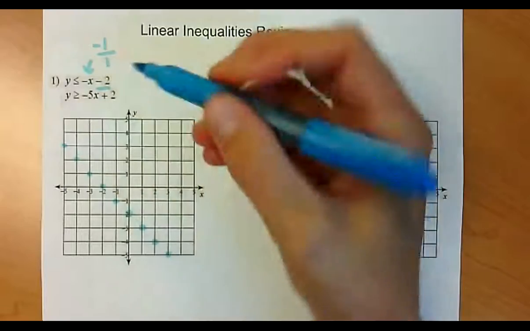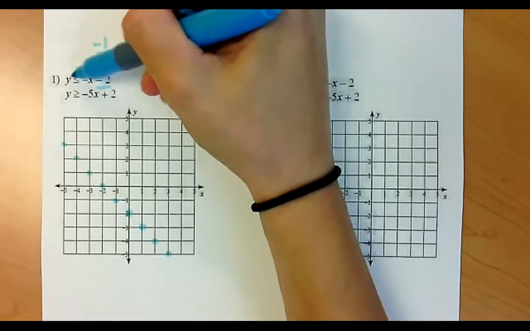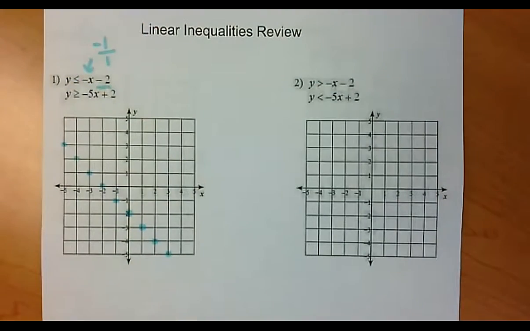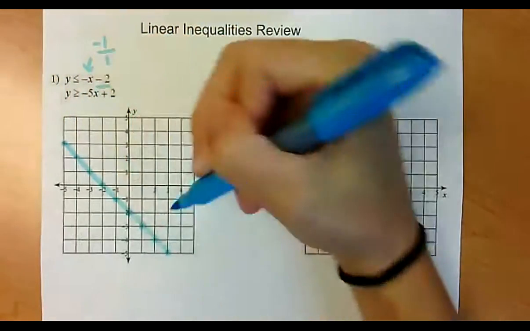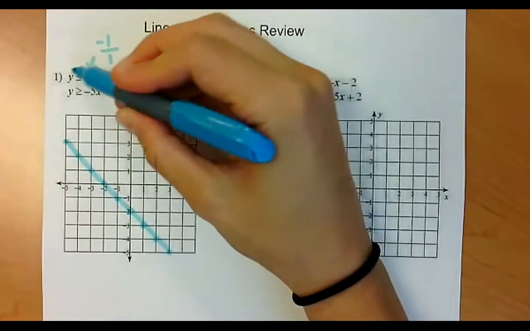Now, what type of line is this? It's a less than or equal to sign, so that's going to be a solid line. All of the points on this line are solutions to this inequality.